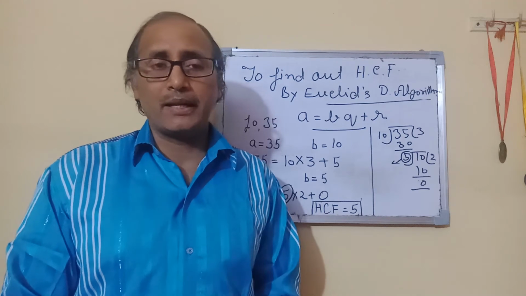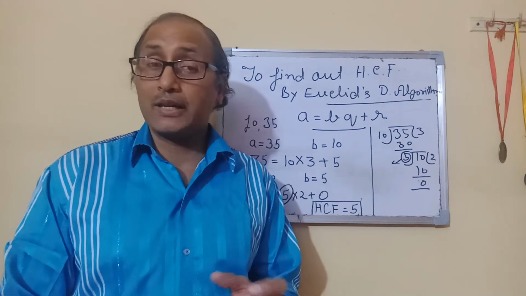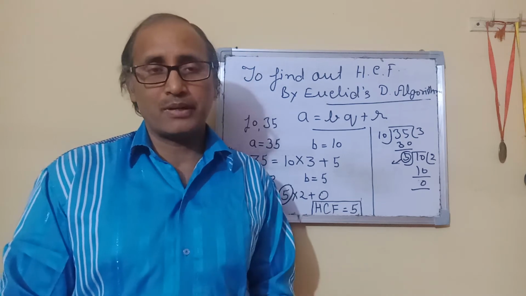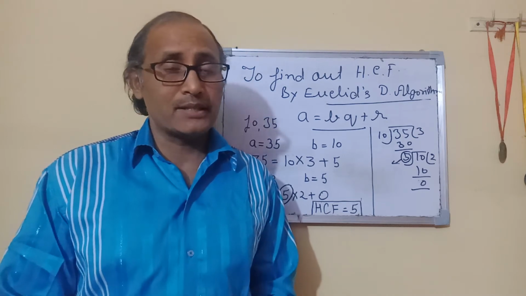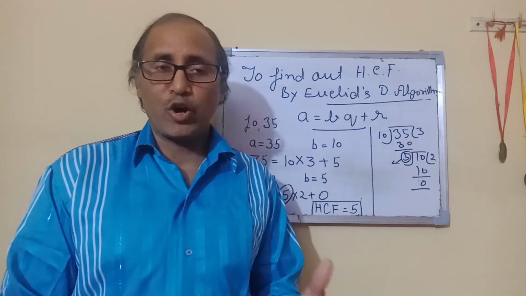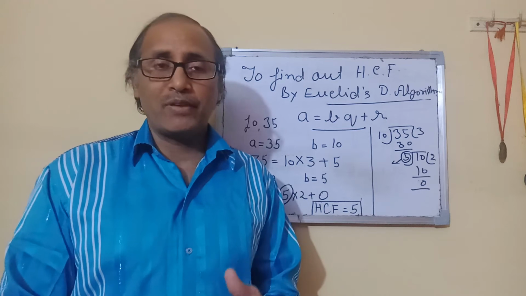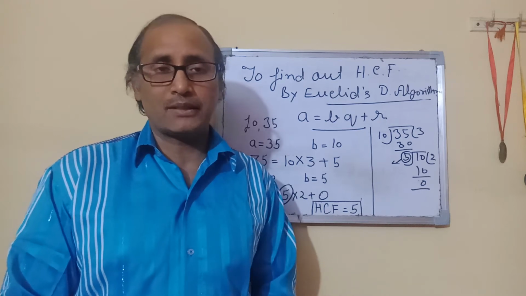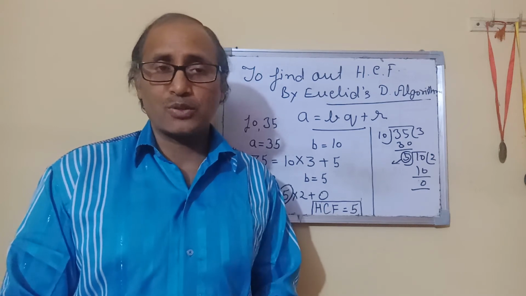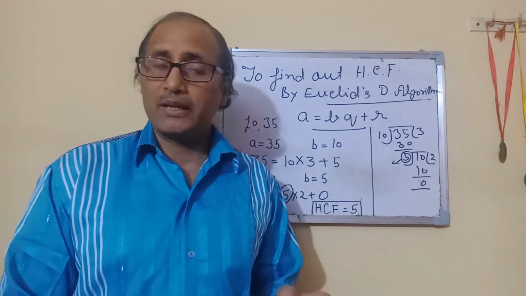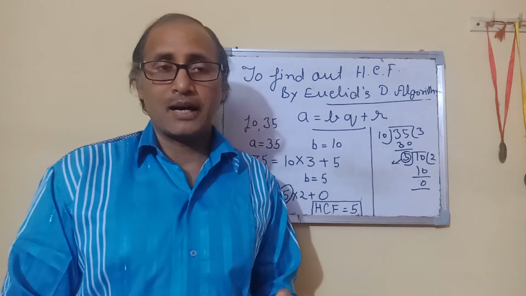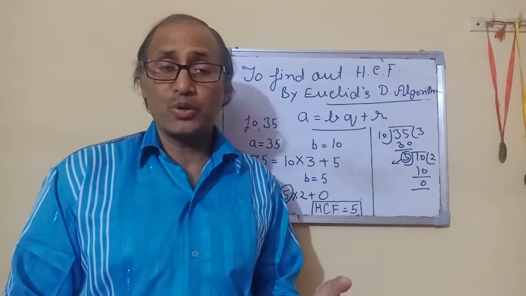If the remainder is 0, then the divisor is the required HCF of these two numbers. And if the remainder is not 0, then we have to go on, adopting the same method. We will go on using the same method until we get the remainder 0. As soon as we get the remainder 0, at that time the divisor is the HCF of these two numbers.